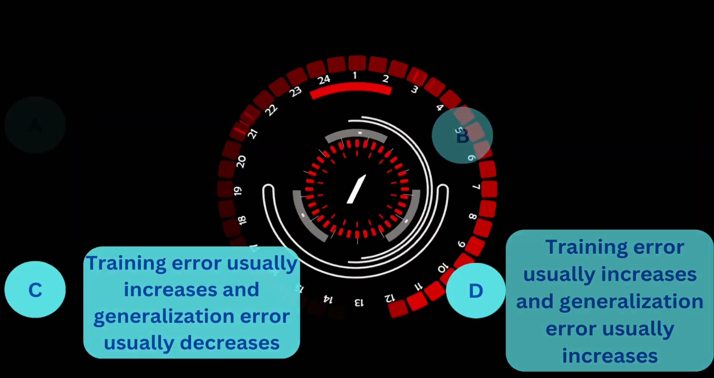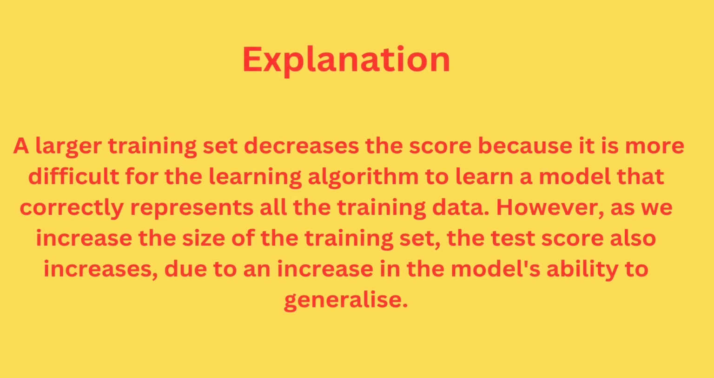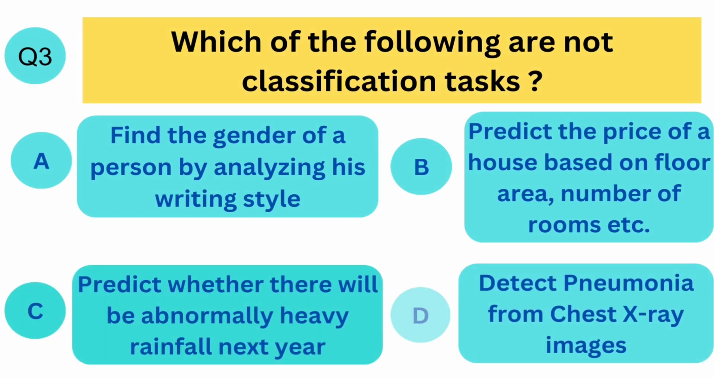Answer is C. A larger training set decreases the score because it is more difficult for the learning algorithm to learn a model that correctly represents all the training data. However, as we increase the size of the training set, the test score also increases, due to an increase in the model's ability to generalize.